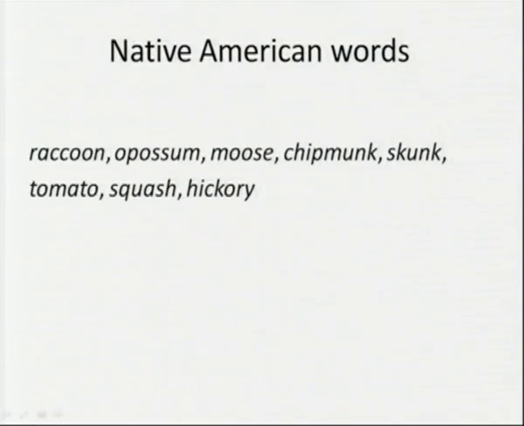Further, also we have native. If you look at this slide here, please, some of the words that we have picked up from our source text. Native American words like raccoon.